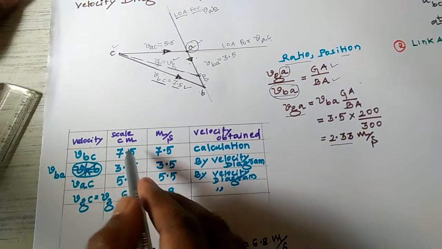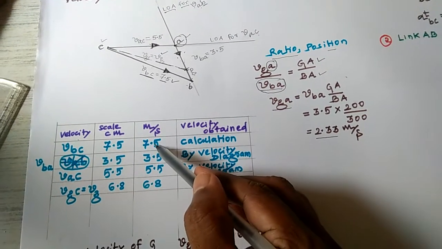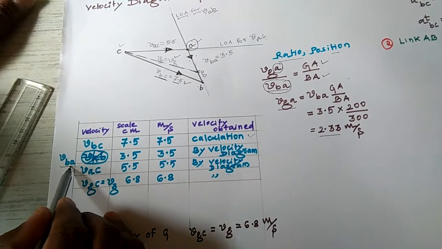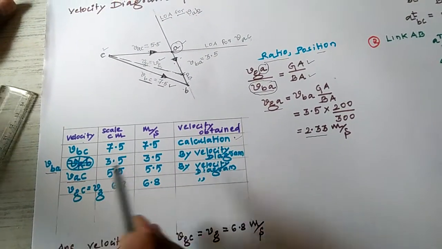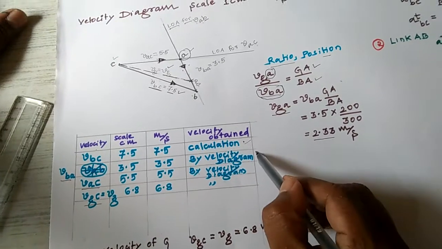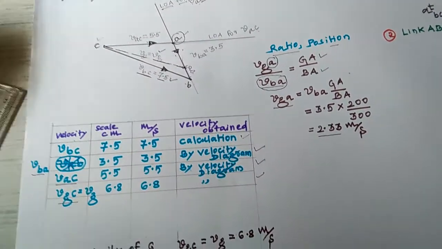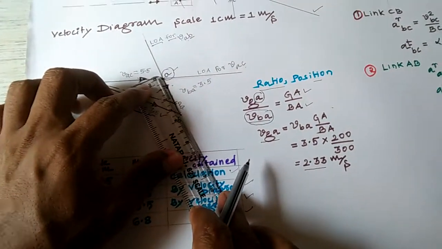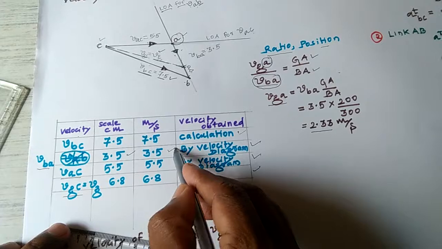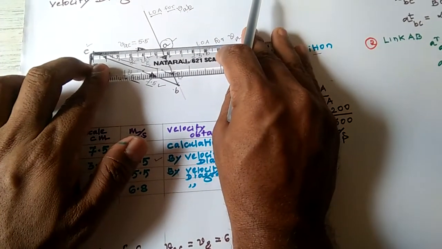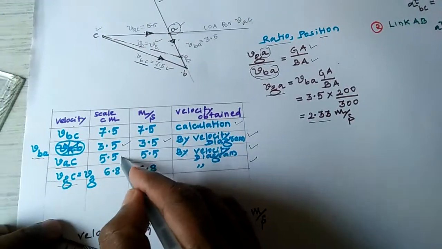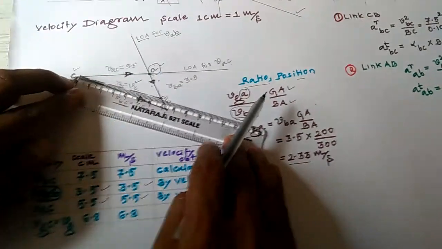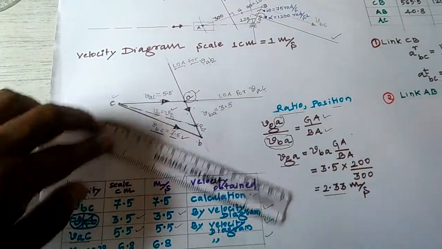Velocity of B with respect to C is 7.5, this is 7.5 meters per second which you got from the calculation. Then the remaining velocity of BA, velocity of A with respect to C, velocity of G, will be obtained from the velocity diagram. For this you have to measure. Velocity of BA is how much? You measure this, it is 3.5 meters per second. Velocity of AC, you measure, it comes as 5.5 meters per second. Velocity of G, you measure this also, it comes as 6.8.